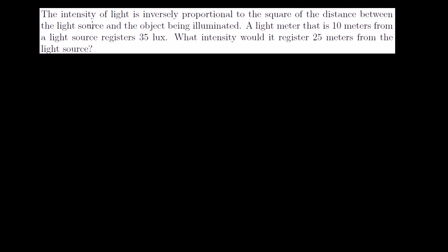The intensity of light is inversely proportional to, now let's be careful here, to the square of the distance between the light source and the object being illuminated. So let's say I is equal to intensity of light.